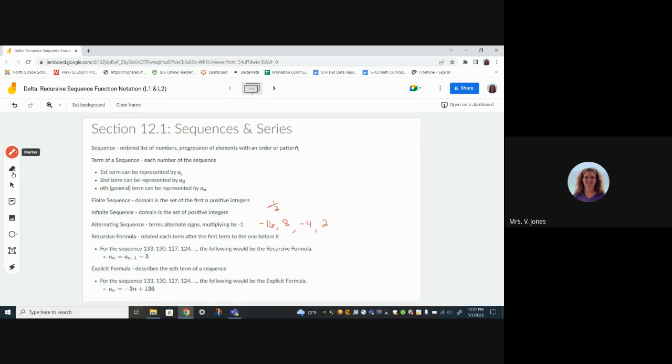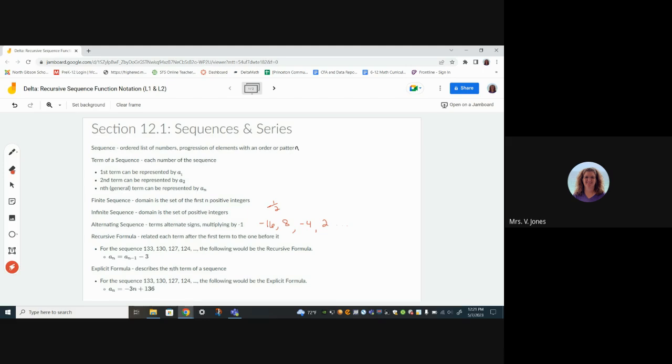Recursive formula is what we're going to deal with on these first 2 Delta quizzes. All right, so recursive means the term that you're looking for depends on the term before it. All right. So we're looking at, to get from here to here, you subtract 3. To get from here to here, you subtract 3, subtract 3.